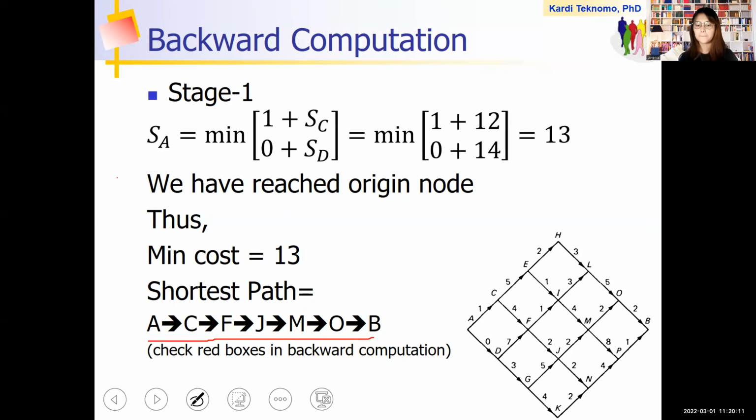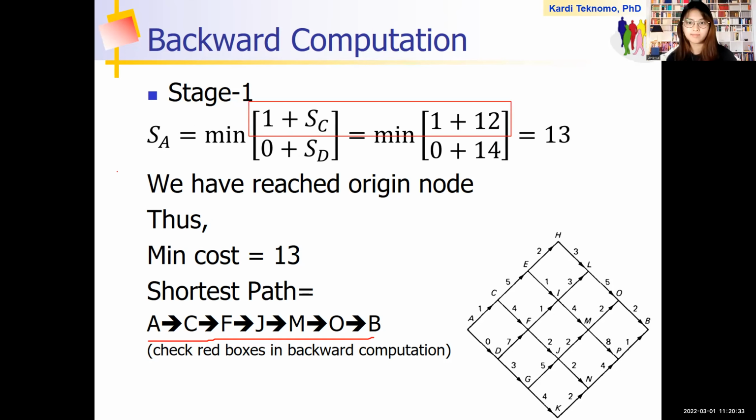So you can calculate the minimum cost, which is 13 in this case. Okay, and then you can also find the shortest path. Okay, this is the example. So next one is of course your practice.